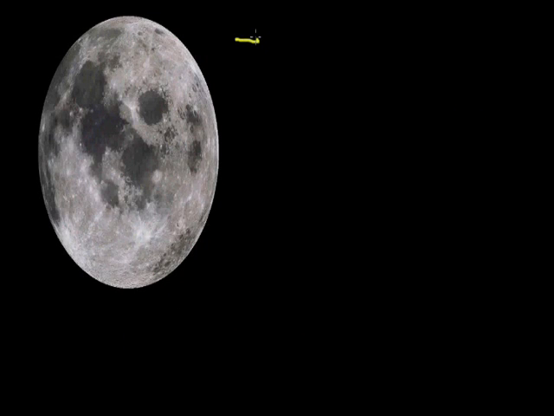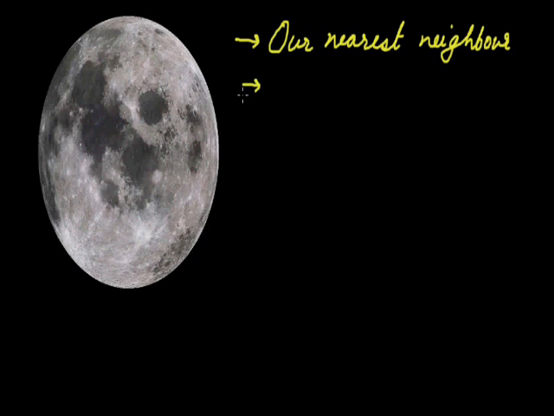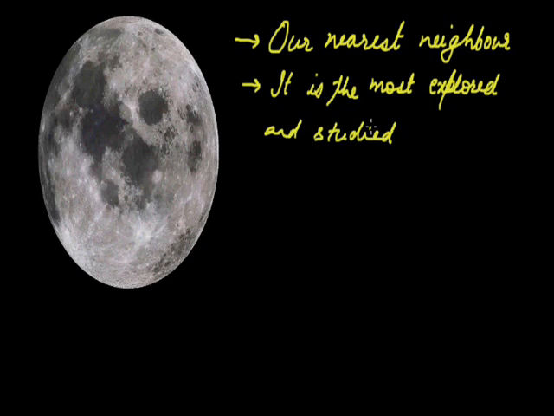First of all, we are going through the facts related to the moon, and the first fact is it is our nearest neighbor. As we know that it is the natural satellite of our planet, the nearest neighbor, the most explored and studied by astronomers.